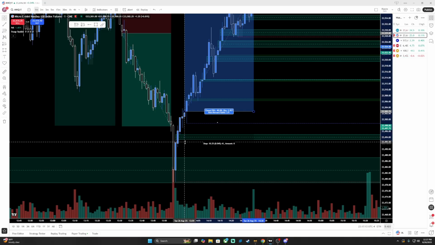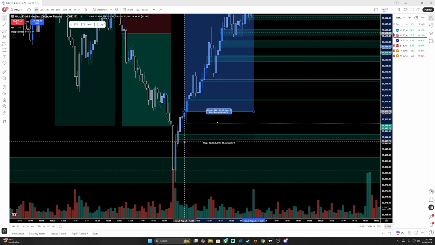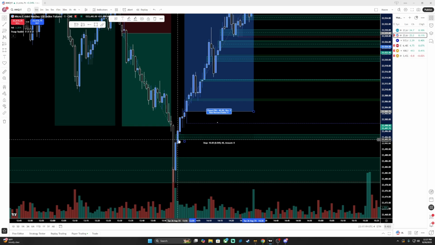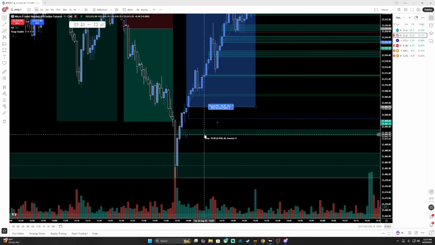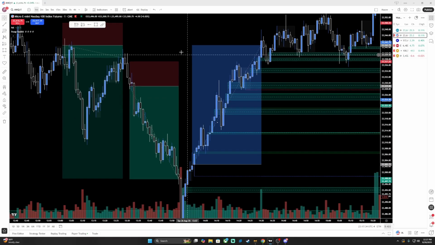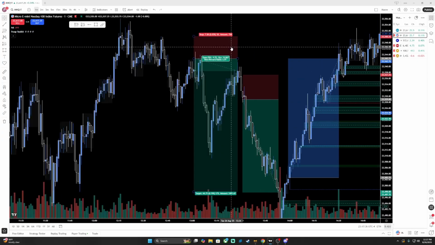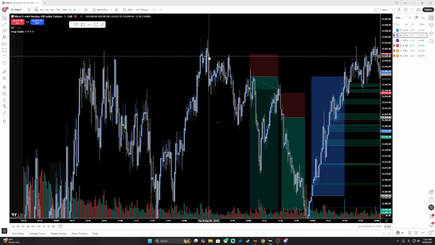I like to give a little bit of space underneath the first fair value gap, just because sometimes price will come down, trade through it just a little bit, and then wick up and have a reaction. So just keep that a little bit in mind as well. But yeah, what you want to see is a tap into external liquidity, like right here.